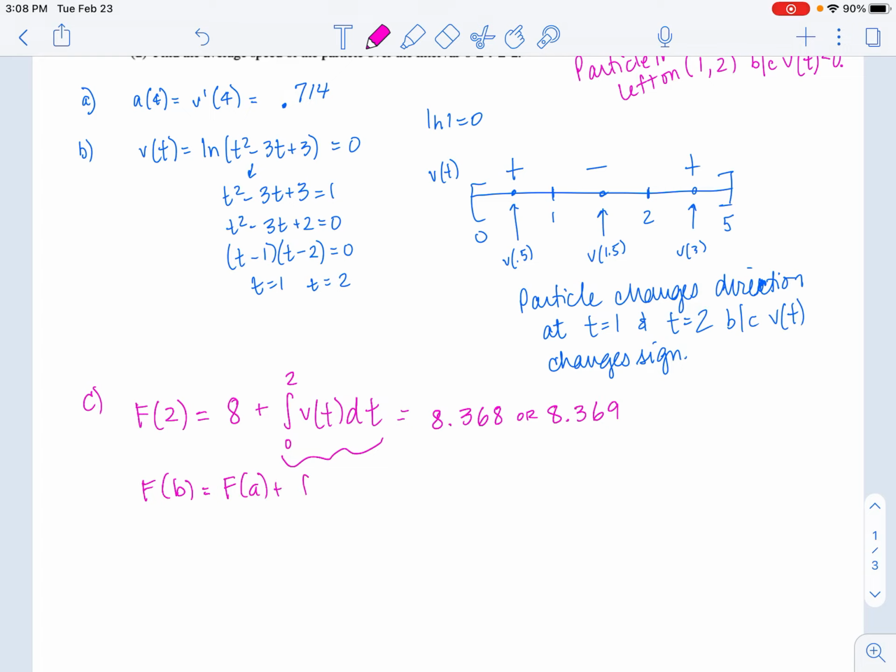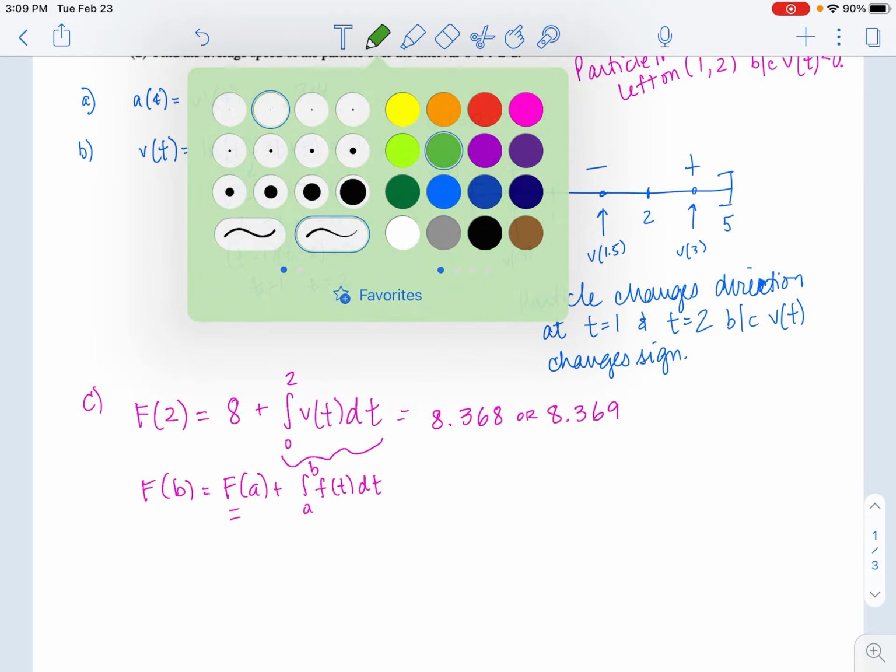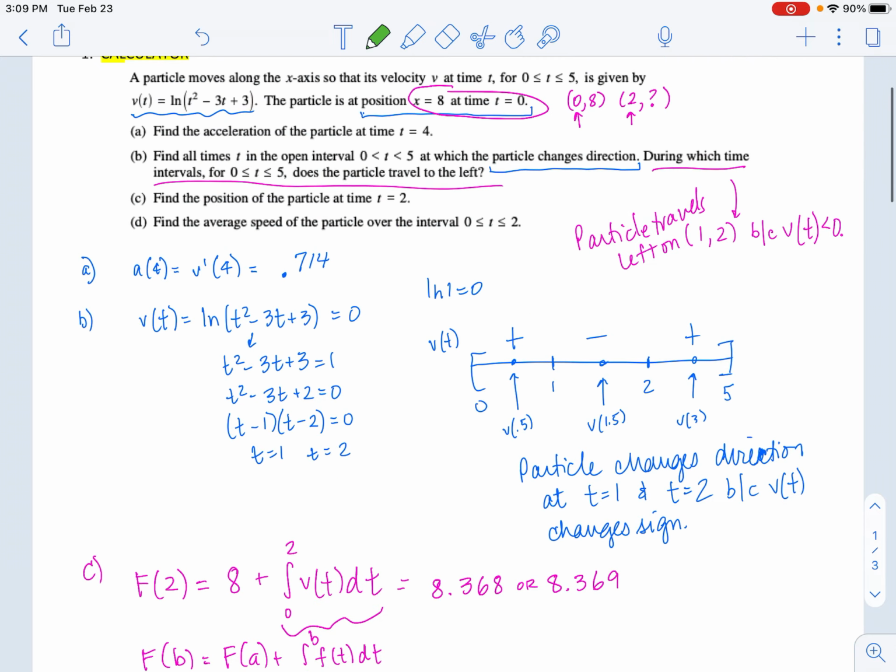F of A plus the integral from A to B of little f. Okay, so think that little f and big F in the formula have the same relationship as velocity and acceleration, or velocity and position, right? Because position is the antiderivative of velocity, and big F is the antiderivative of little f, so that works out. All right, and then let's see, maybe part D, do a little color change here.